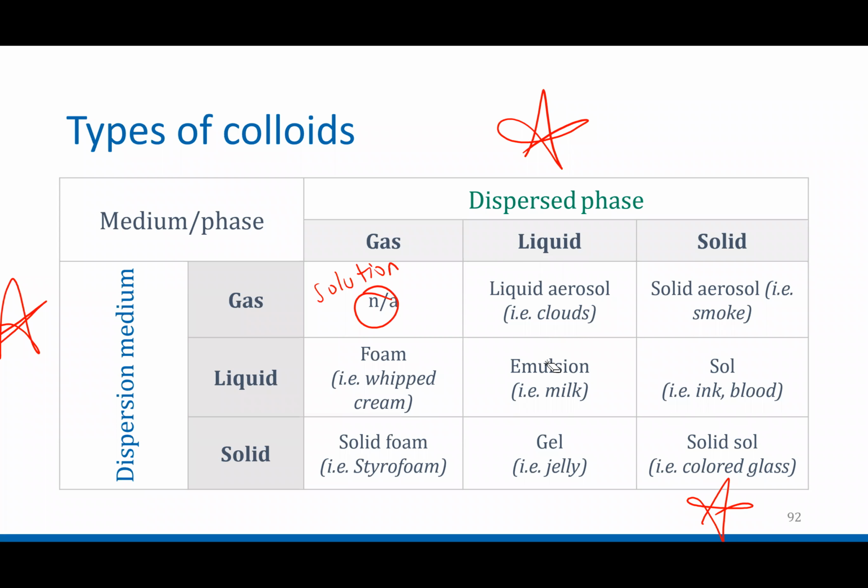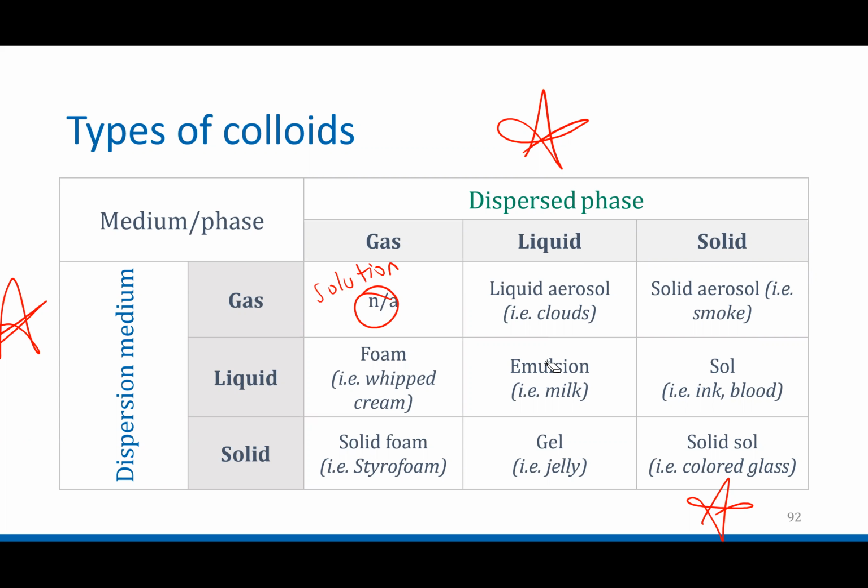If you have a solid dispersed in a gas, like black smoke, that would typically be solid carbon particles just suspended in air. We would call that a solid aerosol. So aerosols are things that are suspended in gas. If it's a liquid, it would be like a cloud. If it was a solid, it could be like smoke.